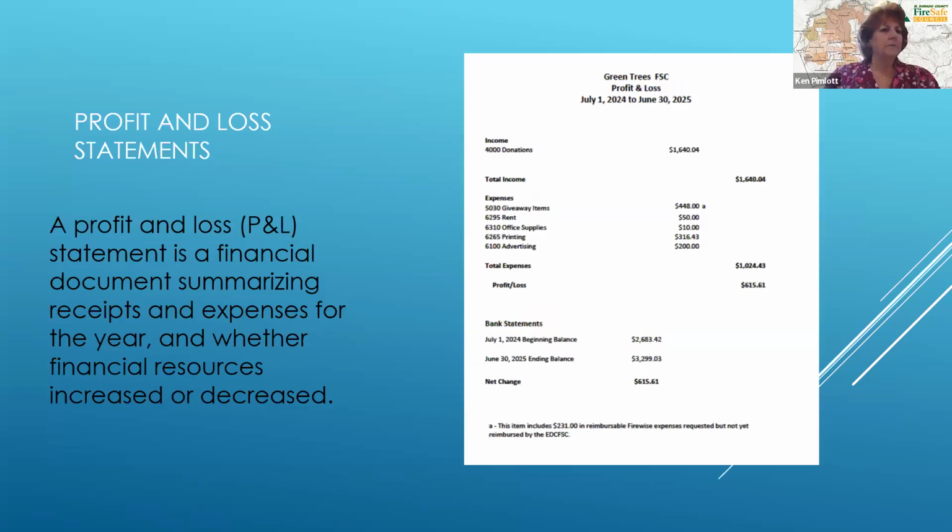So what is a profit and loss? A profit and loss is basically a summary of how much income came into your fire safe council and how much you spent during the year. It's just a summary. At the bottom, when it says profit and loss, if it's a profit, that means you brought in more cash through donations or receipts or sales than you spent on fire safe council eligible activities. If it's a loss, then you did not bring in as much cash during the year as you spent on stuff.